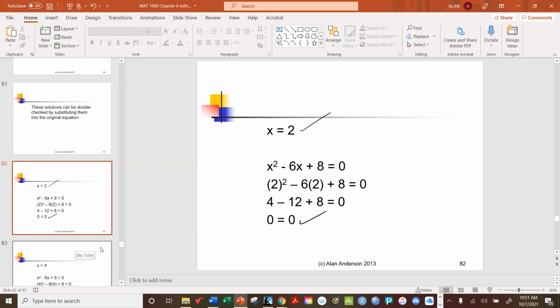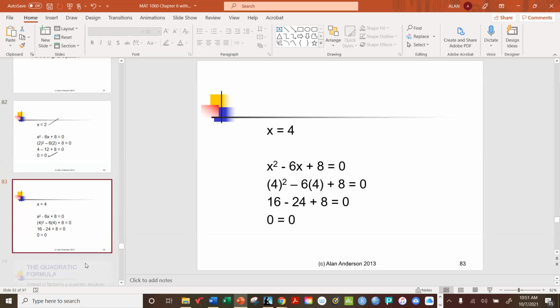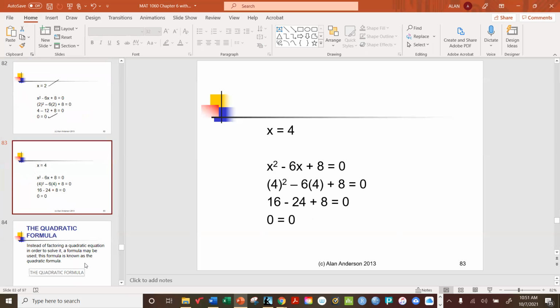Now let's try x equals 4. It's the same process. You just replace all the x's with 4s, and we're hoping to see that the sum equals 0. All right, let's do that. 4 squared minus 6 times 4 plus 8. 16 minus 24 plus 8. Oh, yeah, it works.